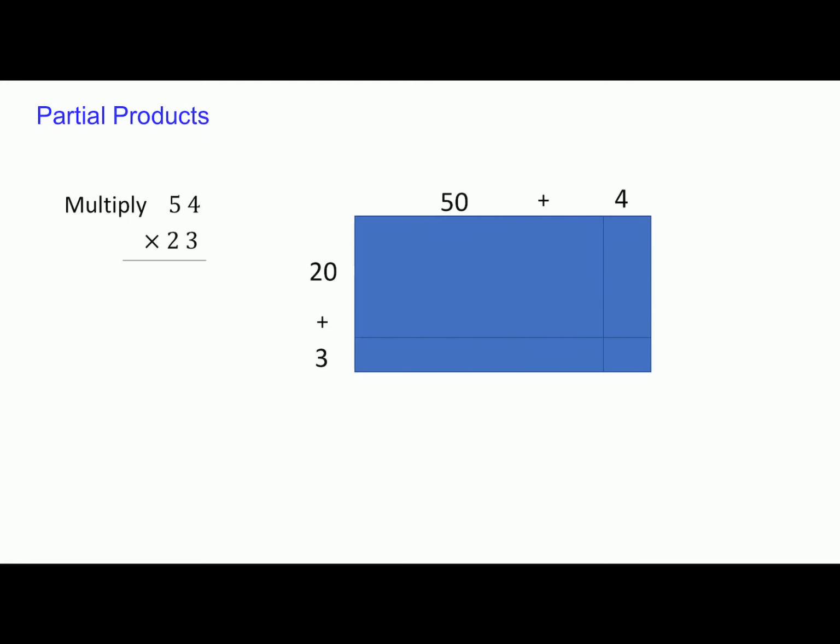Okay, the partial products algorithm does this breaking down again. So we're going to break down our numbers into the tens and the ones to help us do our multiplication. Okay, so this one, it's nice to draw a rectangular array to help visualize what's happening. So I'm going to break 54 into 50 plus 4 and 23 I can think of as 20 plus 3.